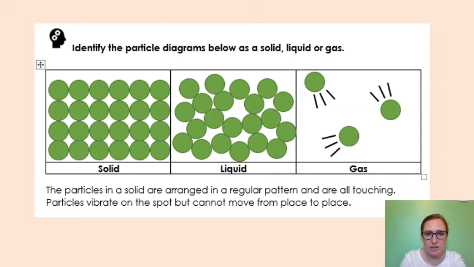Here's some more pictures of this. So the solid there you can see is clumped together, not moving. They don't have a lot of energy, so although they're moving a little bit, they don't move apart at all. The liquid has more energy within it, so they move around one another. And the gas there is flying around everywhere.